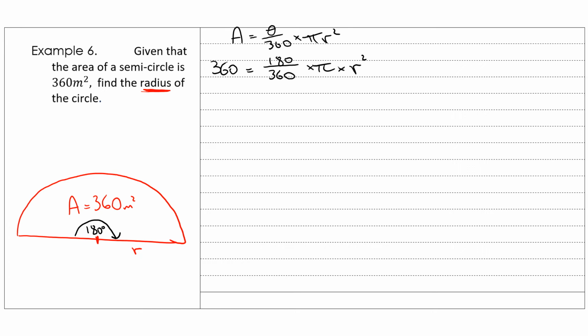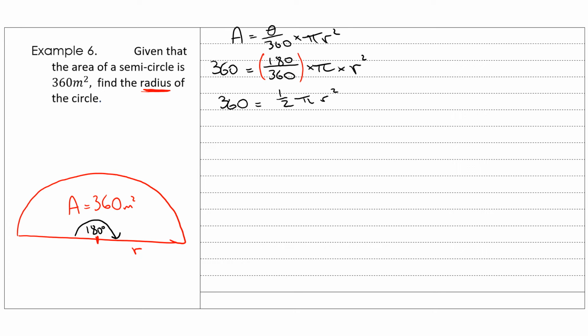Okay, now, first thing we're going to do is let's simplify this fraction. It doesn't have to be 180 over 360. We can write it as a half. 360 equals a half pi r squared. You can write the times, you can leave the times, like the symbols. Either way is up to you. Next, let's simplify. So pi times r squared, and we've got our half. To get rid of a half, multiplying by a half, the opposite of multiplying by a half is dividing by 2.